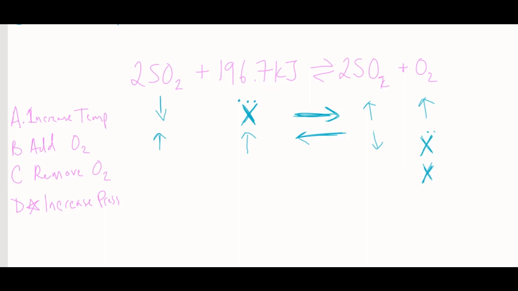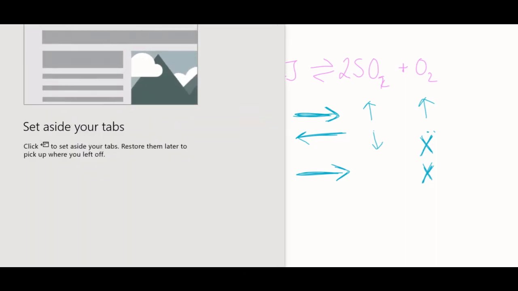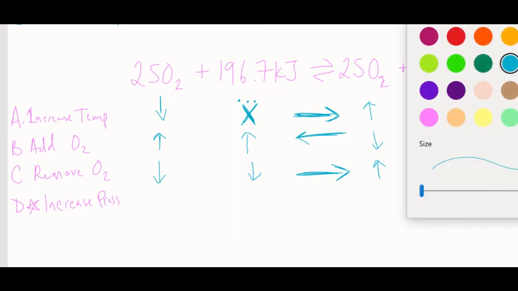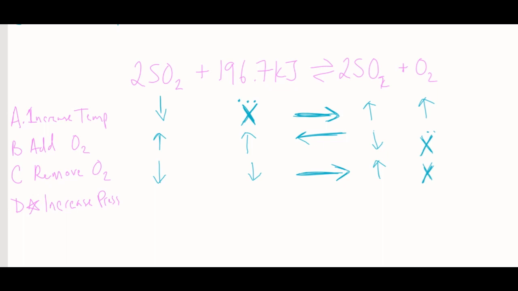Okay, next one, we're removing oxygen. So if we're removing it, that means we need to fill that gap. We're going to need to make more of those, okay? So we're going to add more on the right side, okay? So we're going to push towards that. So that means the SO2 is going to go up, the heat's going to go down, and the SO3 is going to go down. All right, so those are the ones you should be able to do.